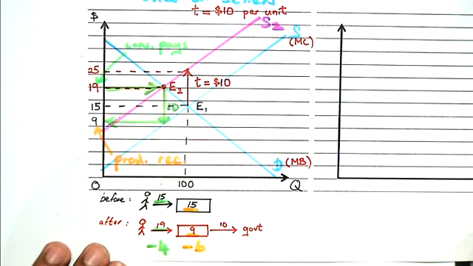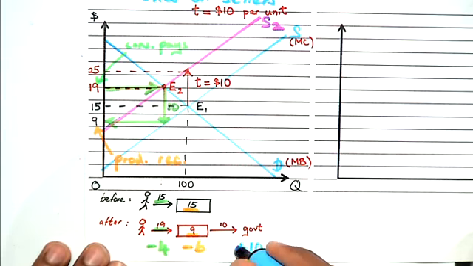6. How much has the government gained? 10.